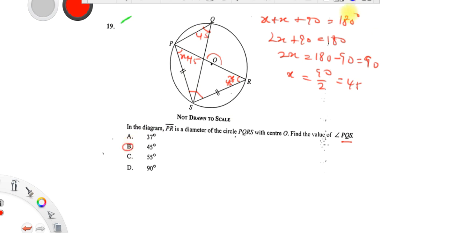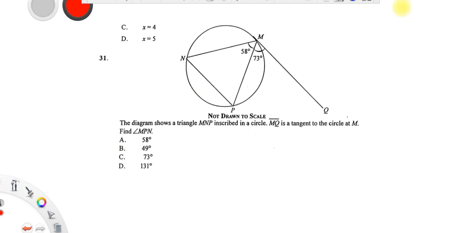So yes, guys, let us move to the next question. This is question number 31, an objective question.